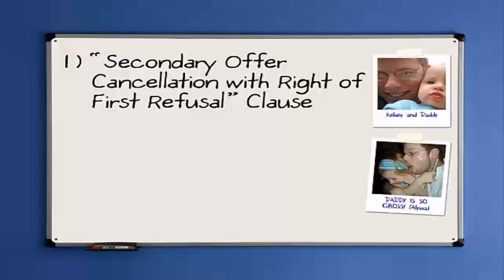If your seller is nervous about letting you tie up the property with an option agreement, one of the things that you can do to skirt around that is to incorporate a secondary offer cancellation with right of first refusal clause. Basically that's a clause that in so many words is going to say, okay, look, Mr. Optionor, seller, property owner guy, let's do it this way. Give me the option agreement so that I have the equitable interest I need.